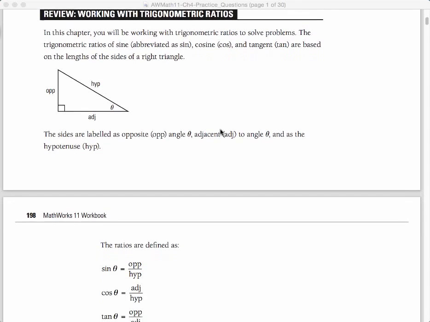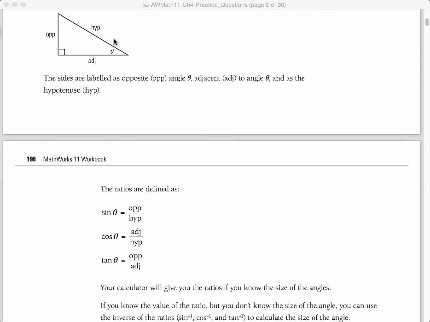One thing we've got to remember is how to label a triangle, and it depends on the angle you're interested in. So in this case we're interested in this angle here, and from that angle everything else is named. All the sides of the triangle are named. Across or opposite from the angle we have the opposite side. Adjacent to or beside the angle is the adjacent, and the longest side is always the hypotenuse. So opposite is opposite the angle, adjacent is beside the angle, and hypotenuse is the longest side.